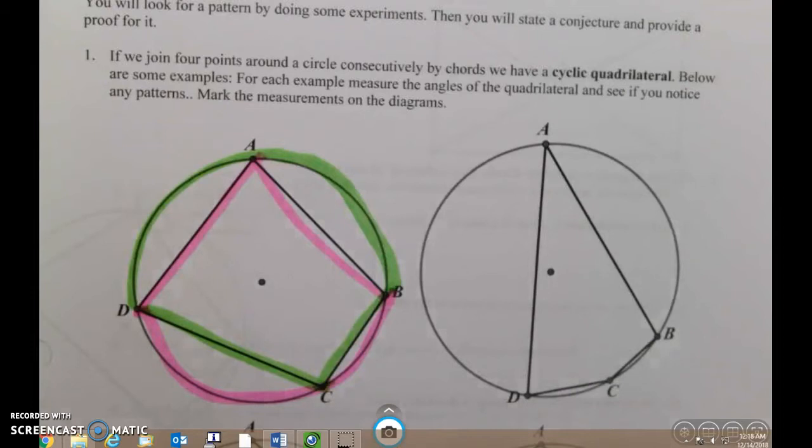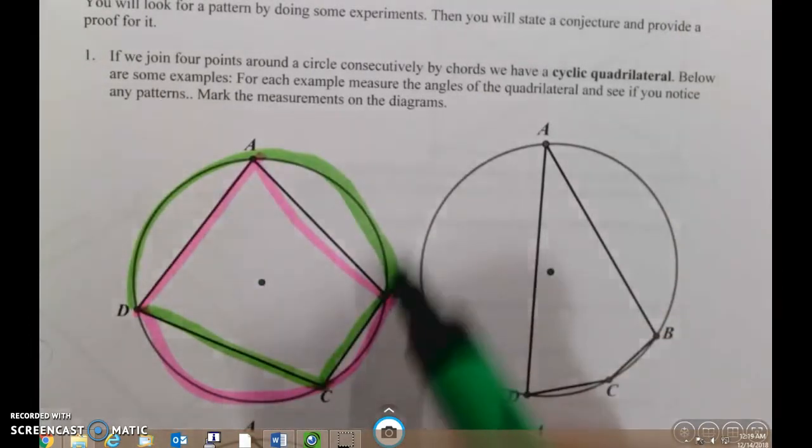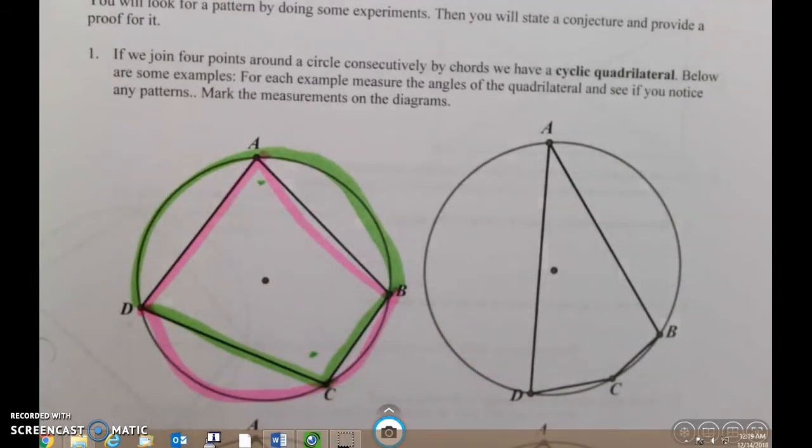And what you'll notice if you start to look at all of these is that if you look at the intercepted arcs of any of the opposite angles in the quadrilateral, when you put the two arcs together, they'll always make the whole circle. Well, since the inscribed angles are always half of the measure of the intercepted arc, then I can assume that the sum of the measures of opposite angles in a cyclic quadrilateral will be supplementary, and they will add to 180 degrees. So you can look at a couple of these just for example, so you're getting the hang of it.